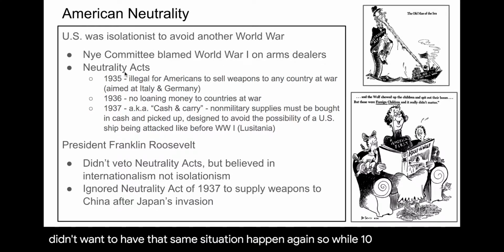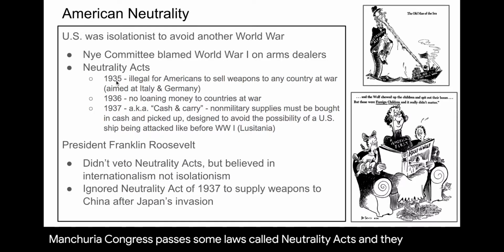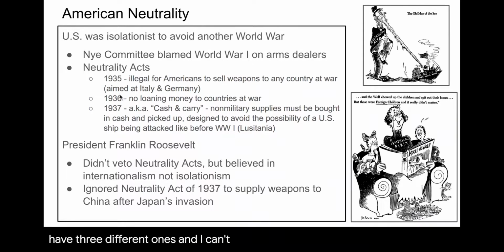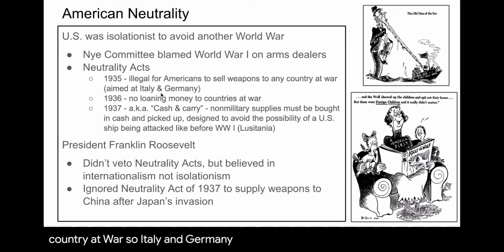So while tensions in Europe are rising with Hitler in Germany and Mussolini in Italy, and then in Asia with Japan invading China and Manchuria, Congress passes some laws called Neutrality Acts, and they have three different ones: 1935, 36, and 37. And each one aims to keep the country neutral, but also confronts some of the new issues that occurred. So in 1935, it was illegal for Americans to sell weapons to any country at war. Italy and Germany were acting aggressive in Europe, and so this affected them.